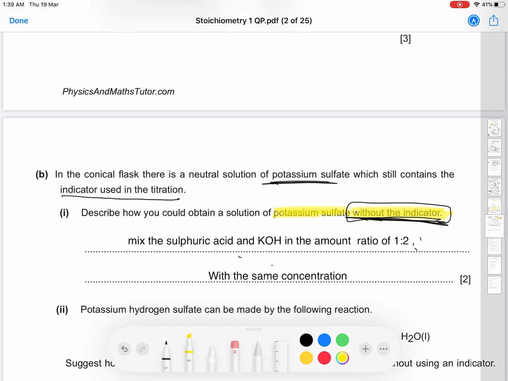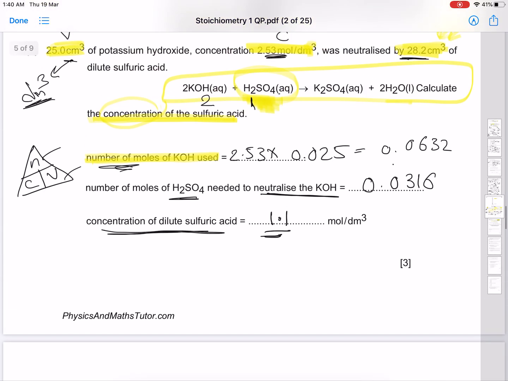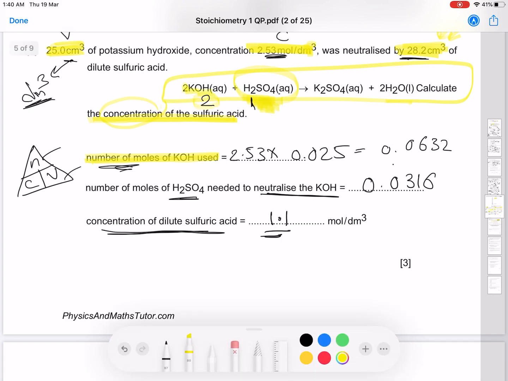I can simply mix sulfuric acid and KOH, which is the base, in the ratio of 1 to 2. They need to have the same concentration. It's just that the number of moles has to be doubled. How would I know that? From the equation itself. If you look here, the ratio of KOH to sulfuric acid is 2 to 1, right? That's the ratio. So the number of moles has to be doubled.